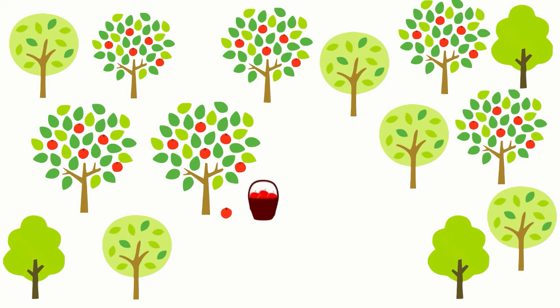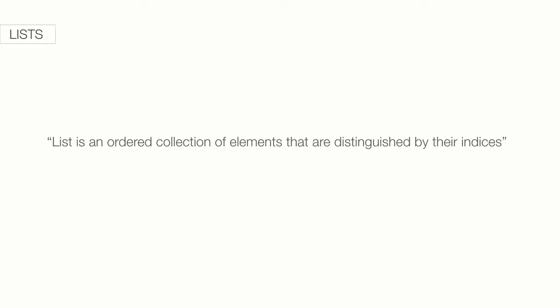In the same way, we can use collections to store things until such time as we want to use them. We can also remove them. We can do many other things like even counting them. There are three types of collections: lists, sets, and maps. Let's talk about lists. According to the definition, a list is an ordered collection of elements that are distinguished by their indices. Let me break it down for you.